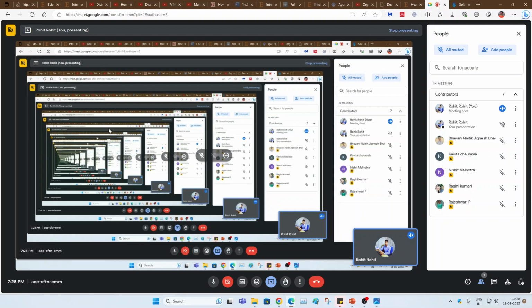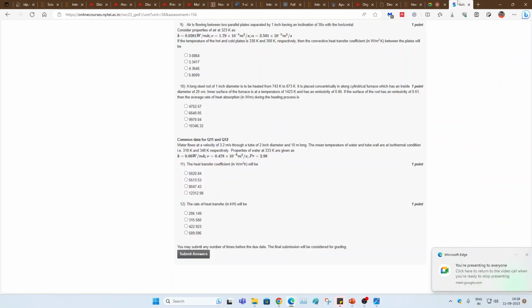Okay, so Rajeshwari is confused. Let me tell you once again, Rajeshwari, don't be confused, don't panic. You are given a velocity of 3.2 meter per second, a diameter of 2 inches, and a length of 10 meters. All these data are in meters, but this is in inches, so convert it to meters. Go to Google and write how many meters are 2 inches, and that will give you the data.